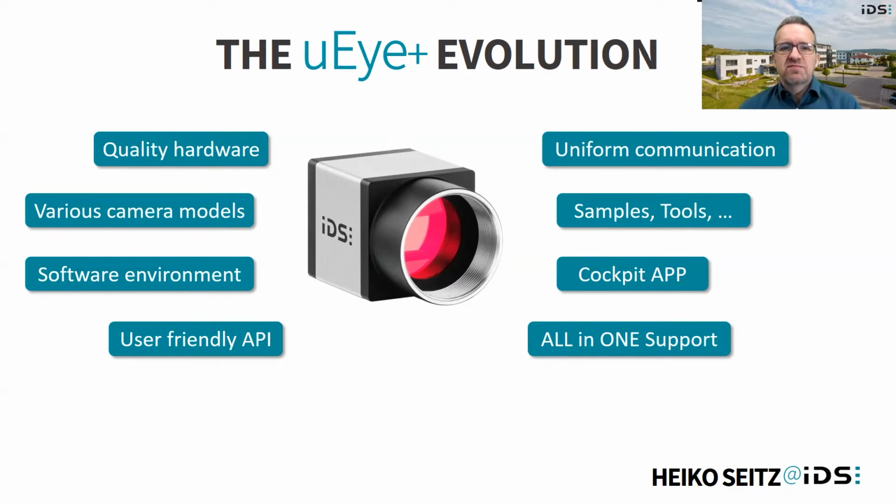Today, we name the IDS industrial cameras uEye Plus. And as you can see, obviously, all the points just presented still remain. We keep all our proven components. The camera hardware remains unchanged and is still available in a wide range of models. The evolution is mainly related to the software part.